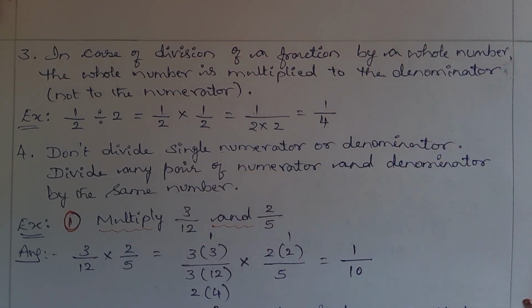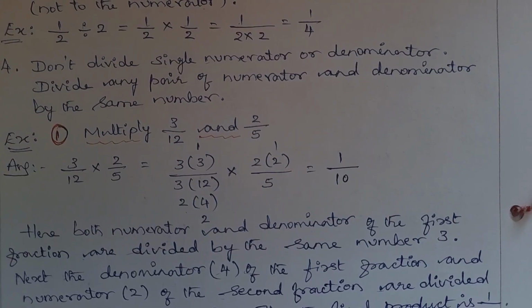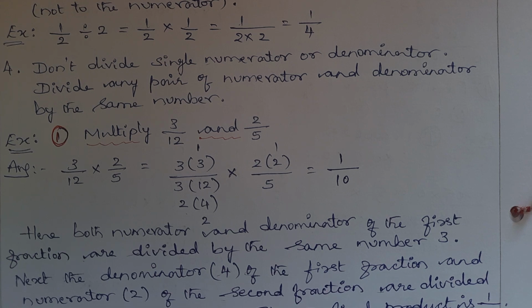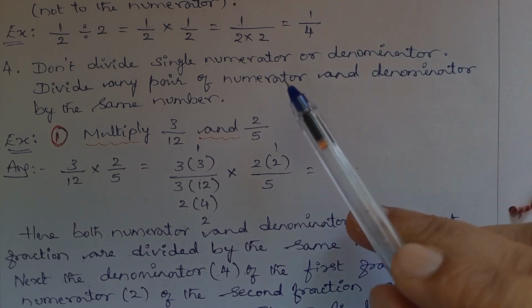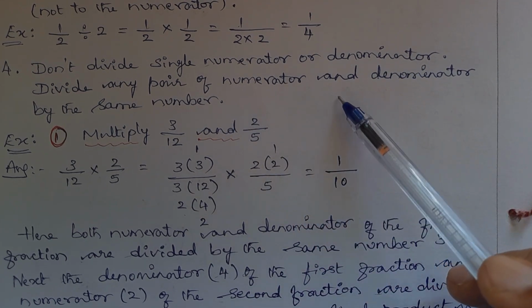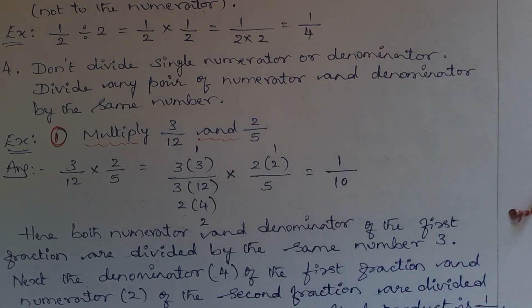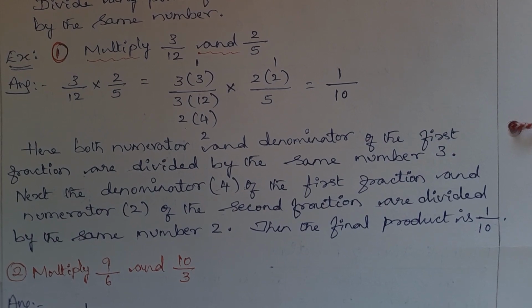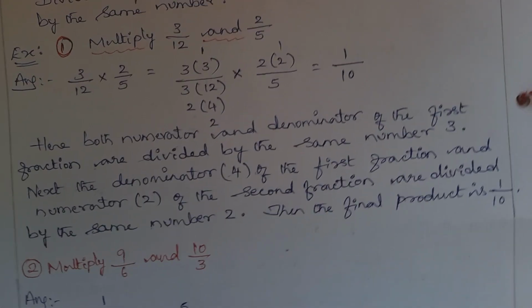Next, fourth: don't divide a single numerator or denominator. Divide any pair of numerator and denominator by the same number. Example: multiply 3/12 and 2/5.